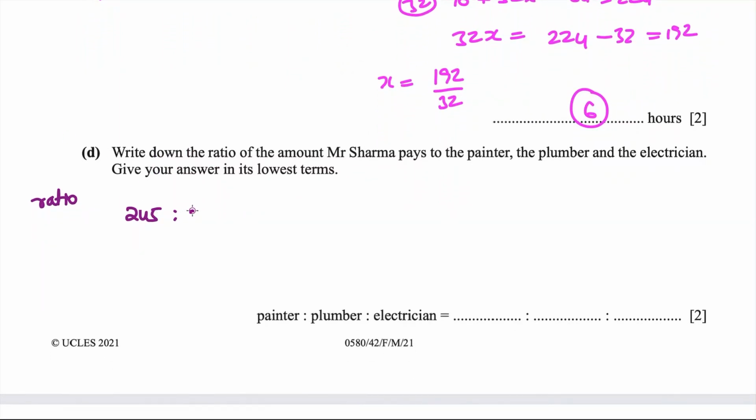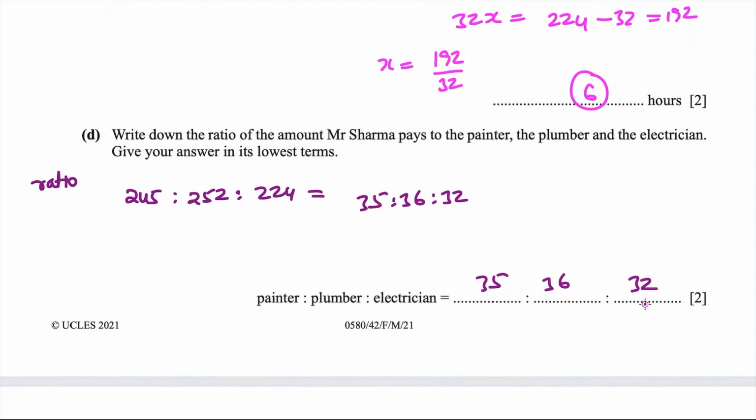So 245, 252, 224. Now all three go in 7. If you divide them by 7, it would be 35, 36, 32. So 35, 36, 32 is the required ratio. This completes this question. Pretty simple question. If you can understand ratios and you can apply, this is a very simple question.